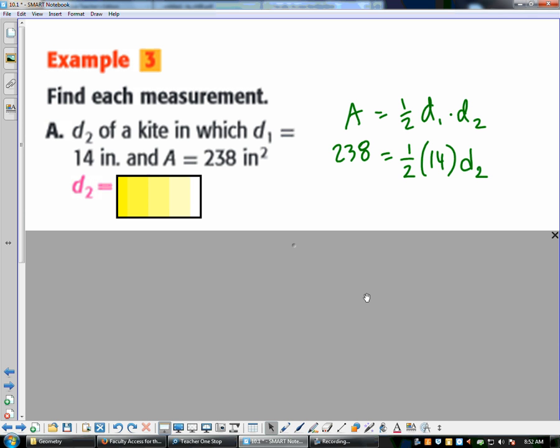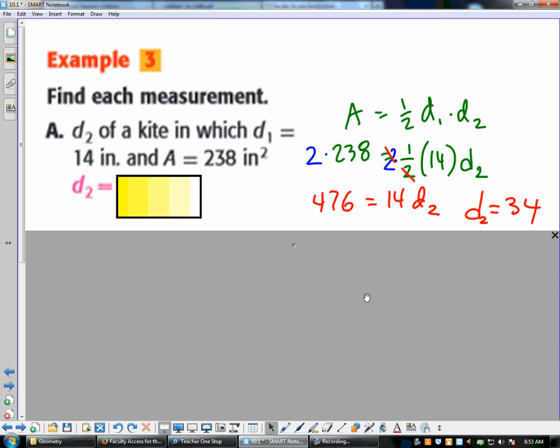Okay, so how are we going to solve this equation that Julia set up for us? Megan: Dividing both sides by 1/2 or multiplying both sides by 2. Either way, the 2's divide out. 2 times 238 is 476. So 476 equals 14 D2. So D2 turns out to equal what? 34, and so D2 is 34.